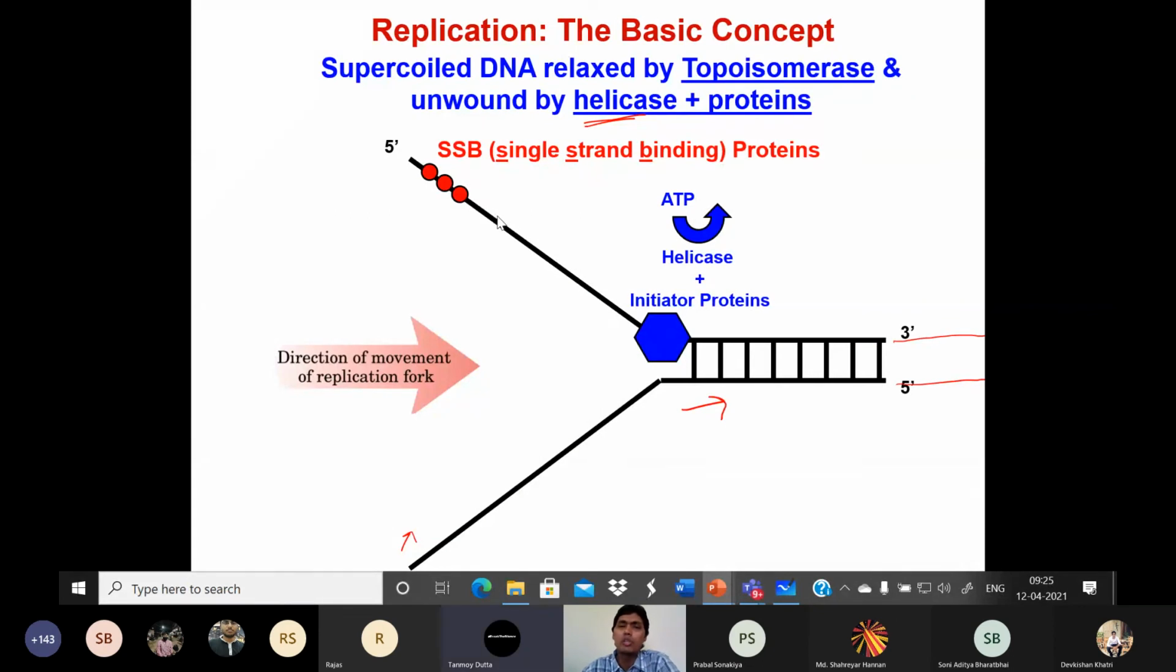But I didn't understand how the SSB is preventing the combination of the 2 strands. Yeah. So see this, in room temperature, if you separate these 2 strands, again it might come together and form double stranded structure, right? But SSB or single strand binding protein, they interact with the single strand DNA because their substrate is single strand DNA. That's why single strand binding protein.